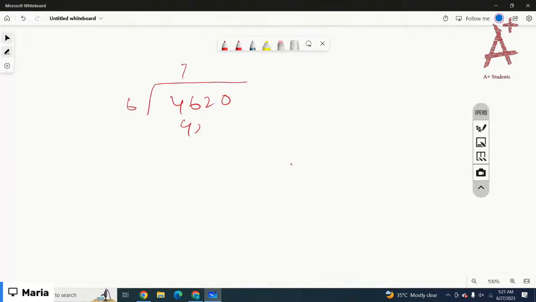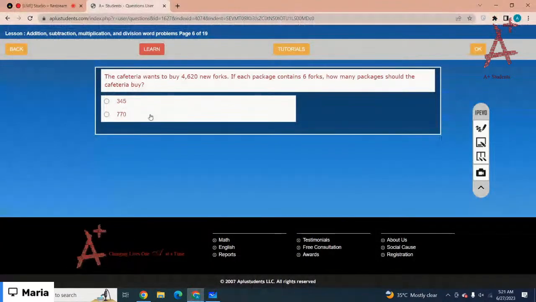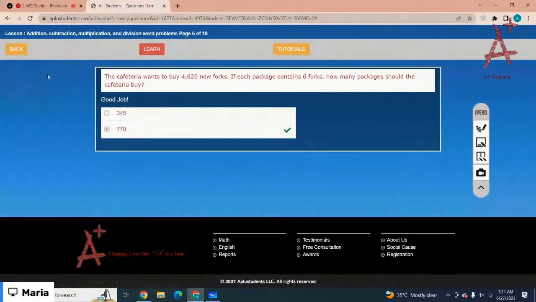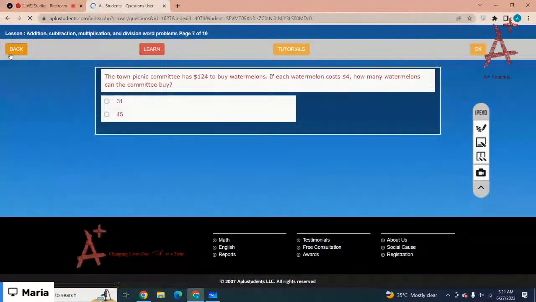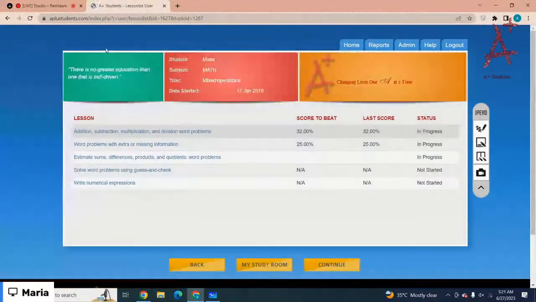6 times 7 makes 42 and 46 minus 42 is 4. Now let's bring another digit down. 6 times 7 is 42 and we can go for 6 times 0 is 0. That means we can buy 770 packs of forks, each having 6 forks, and then we'll get 4,620 new forks. Got it? Okay, you can complete the rest by yourself later today. Let me move on to the next lesson.